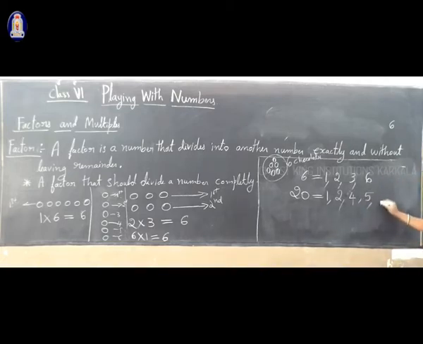Does 6 divide 20? No. 7? No. 8 does not divide. 9? No. Next, 10 divides 20. Next, 20 divides 20. The same number divides 20, right? 20 divides 20. So here also 6 divides 6. So this is the largest factor, the greatest factor of the given number. Clear? Next, we cannot get any other factors of 20. 20 is the last. Clear?